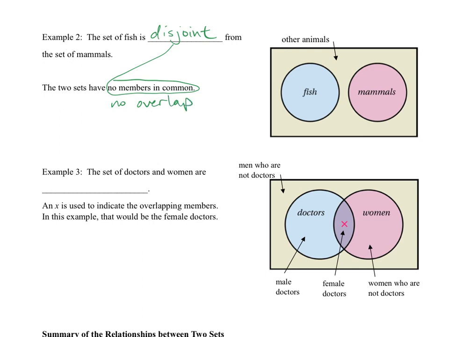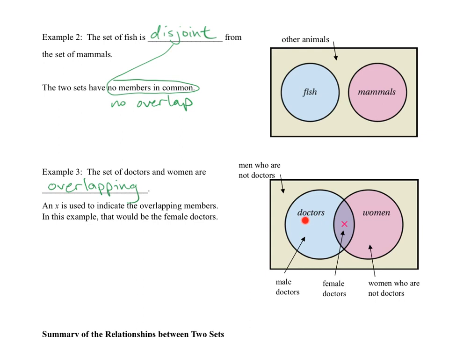But you can see down here in example 3, we have the set of doctors and women are overlapping. So that just means we have a bubble full of doctors here, and that could be anybody. That could be men and women. And we have a bubble of women over here, so those are women. But since I mentioned that some doctors can be women, they will have some overlap. In this overlap, we have both of these descriptors. In this overlap are where the women who are doctors live.